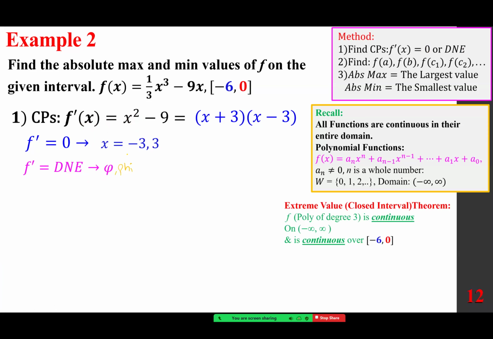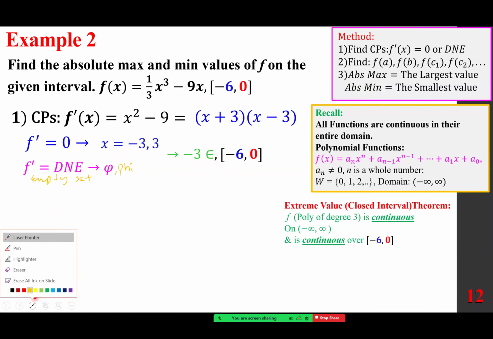Phi represents an empty set, an empty set in set theory. Now, we have two answers only, from f prime equal to 0. Is -3 in between the given interval of -6 to 0? Yes. Is number 3 in between? No. So we write only -3 is an element of.